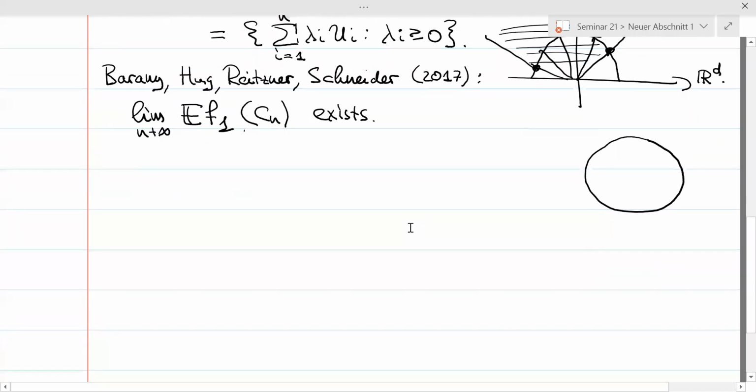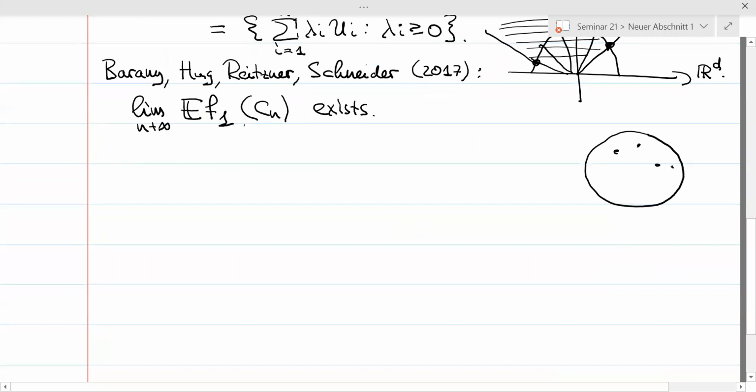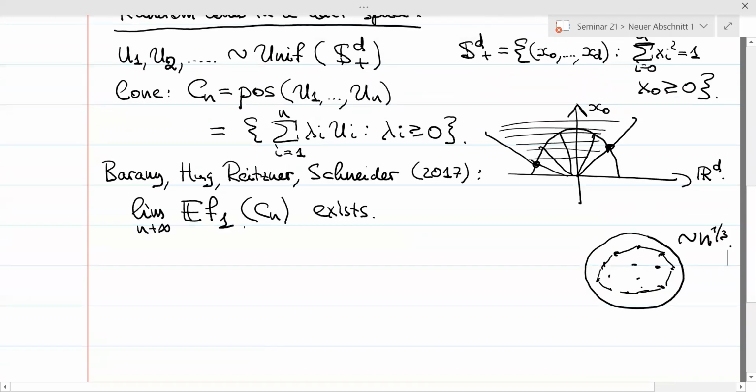You may do the same thing in the balls. I take just points in the disk, take the convex hull of these points, and then it is known, I think, from the work of Rényi and Sulanke, that the number of vertices, of course, goes to infinity, and it behaves, I think, like n to the power 1/3. And here it is finite. It doesn't diverge.